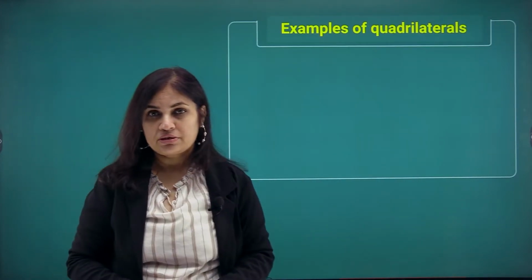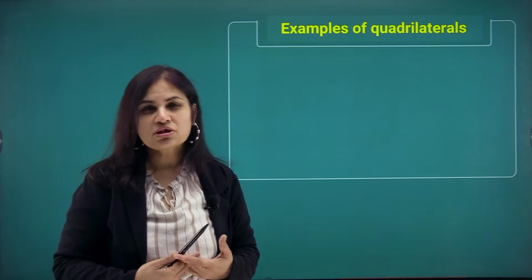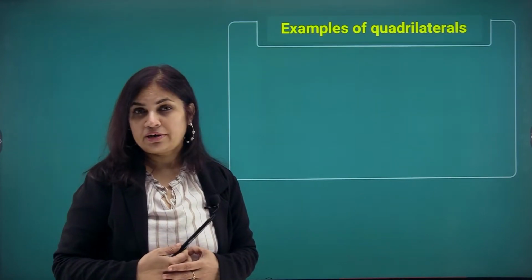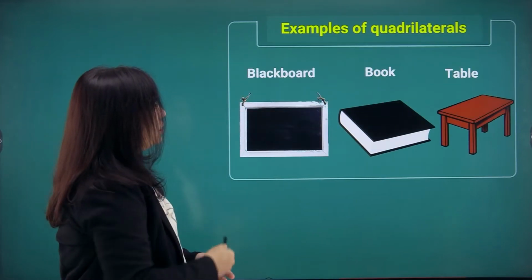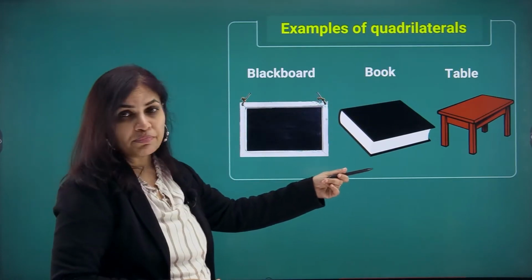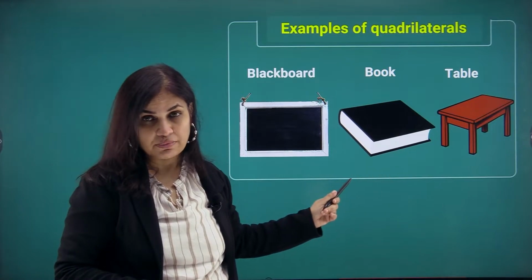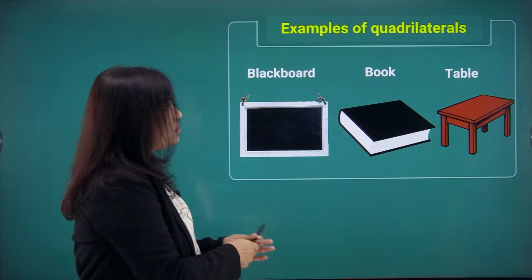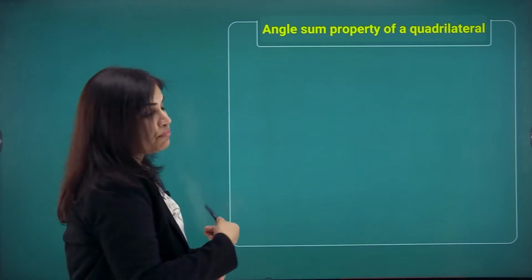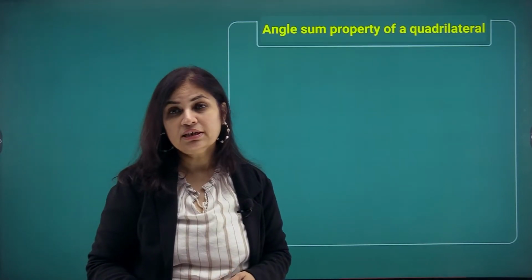Examples of quadrilaterals. We have a general notion that all quadrilaterals are squares and rectangles. No, there is a broader classification of it. These are the examples and they all have different shapes. All the shapes are not the same. So, depending on this, we have types of quadrilaterals that we will study later.